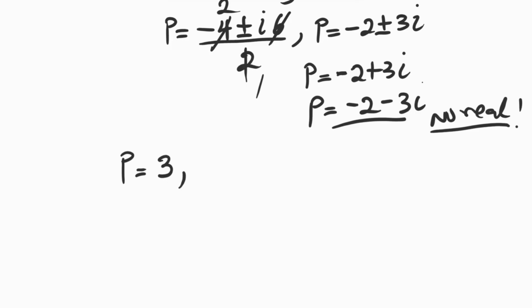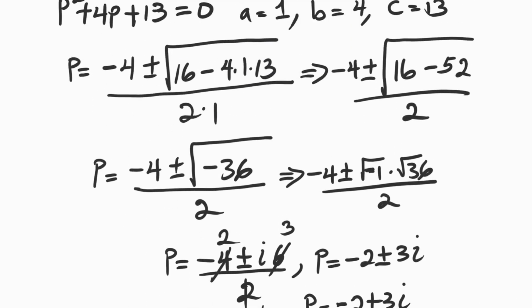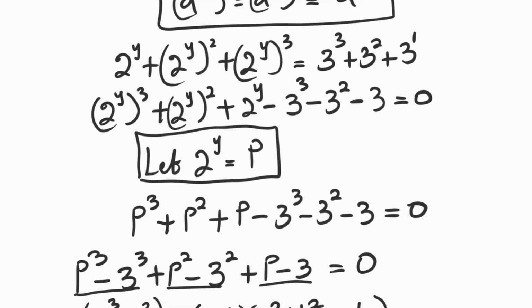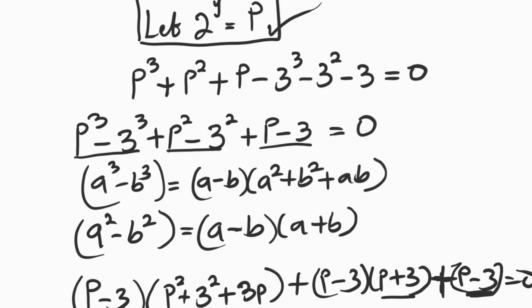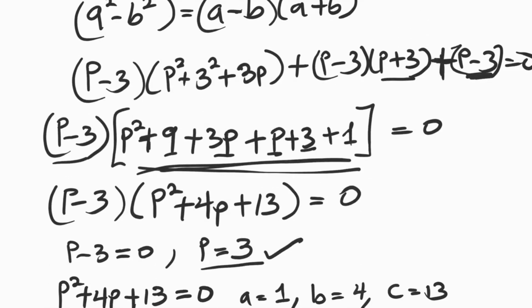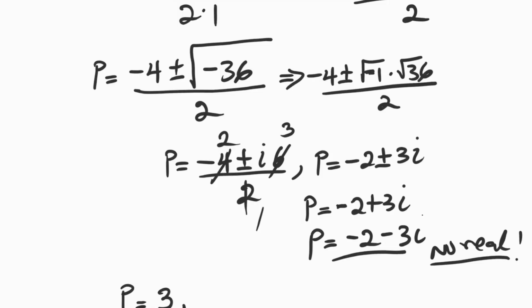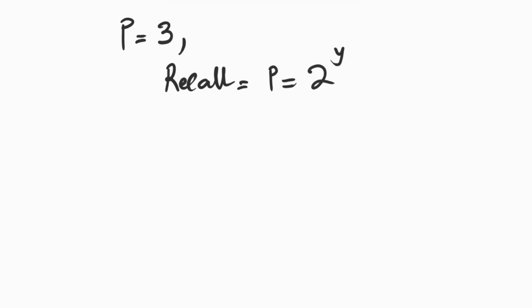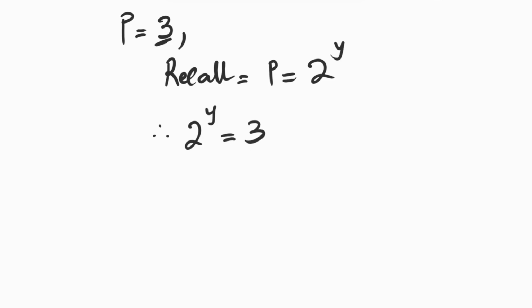Now we recall that, what was it we did with p? We said p was equal to 2 raised to the power y. P is 2 raised to the power y. So we go back and we recall that our p is 2 raised to the power y, and now we know that p is 3. So therefore, 2 raised to the power y is equal to 3.